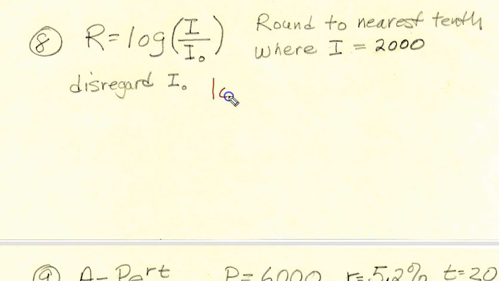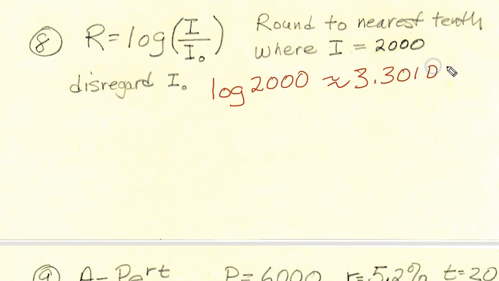So what we're putting into our calculator is log of 2000. And then that comes out to be, give you a chance, 3.301029. And we're rounding it to the nearest 10th. So in the hundredths place is 0. So then this just becomes 3.3, which is not too strong an earthquake. Again, depending on this value, it'd be higher. All right, let's go on.